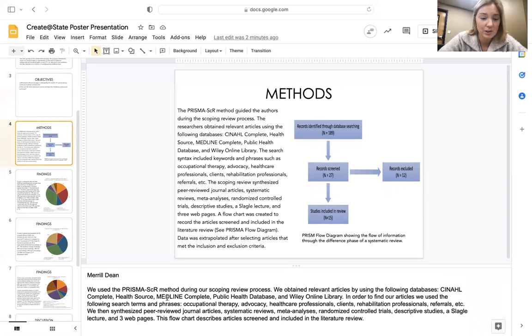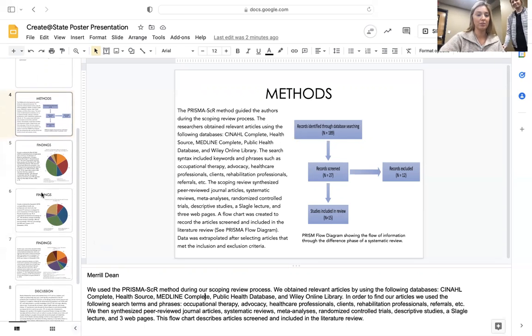Next, we have our methods. We used the PRISMA-ScR method during our scoping review process, and we obtained relevant articles by using the following databases: CINAHL Complete, HealthSource, MEDLINE Complete, Public Health Database, and Wiley Online Library. In order to find our articles, we used the following search terms and phrases: occupational therapy, advocacy, healthcare professionals, clients, rehabilitation professionals, referrals. We then synthesized peer-reviewed journal articles, systematic reviews, meta-analyses, randomized control trials, descriptive studies, a Slagle lecture, and 3 web pages. This flow chart, as you can see on our screen, describes articles screened and included in the literature review.